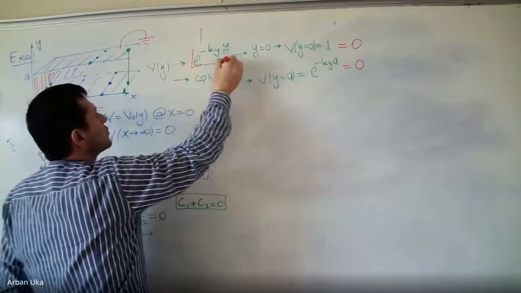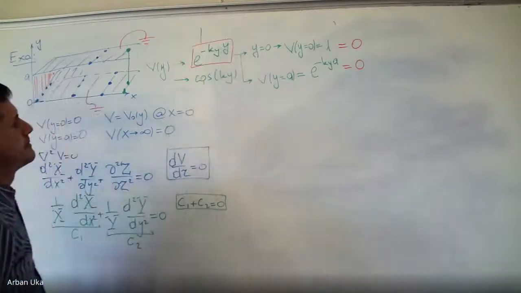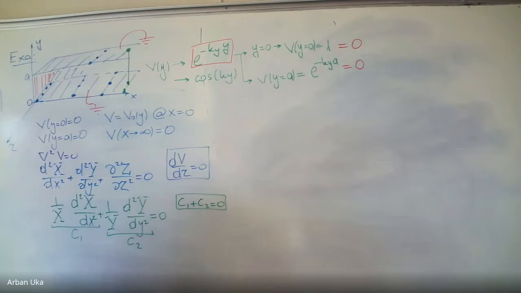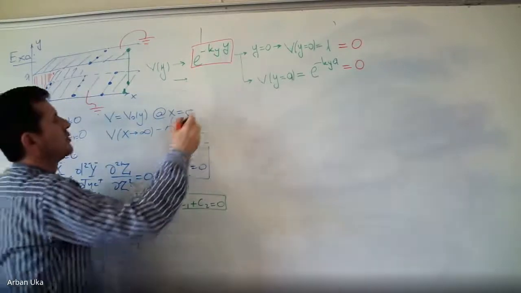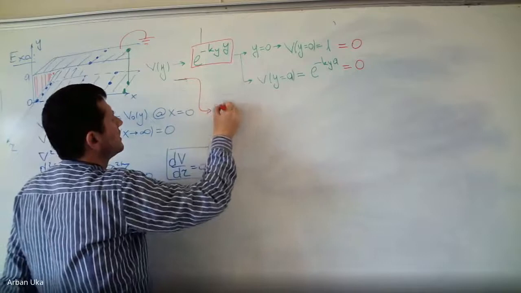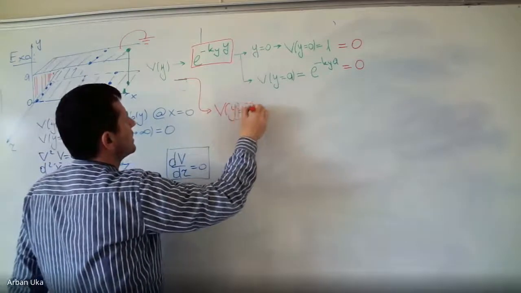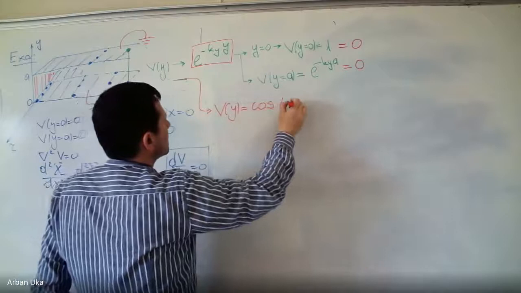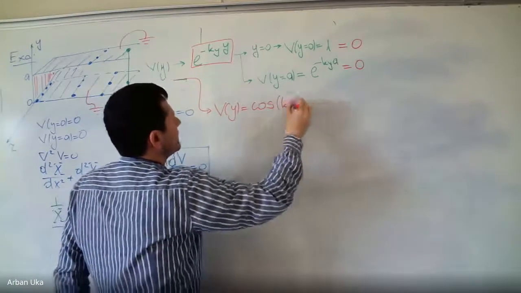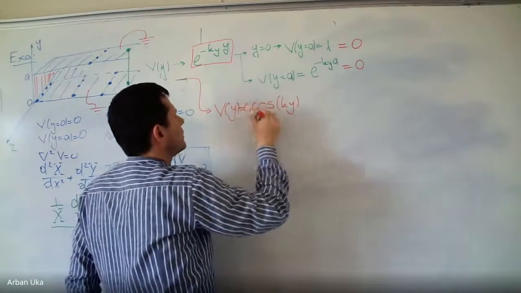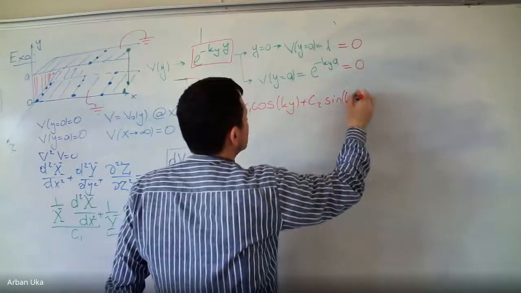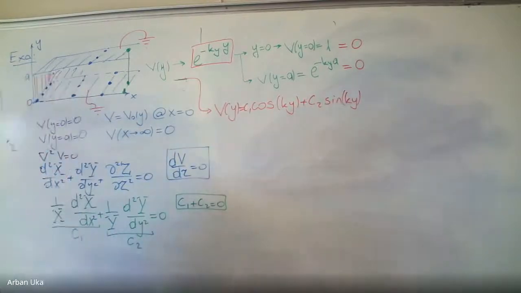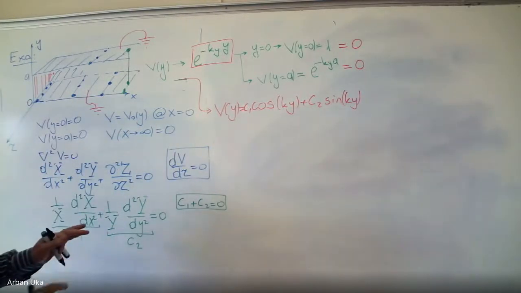So, does this look like a good choice? Brendan? Not anymore. Okay, if it doesn't look like a possible choice, then we are left with the second option, which is that this potential, as a function of y, is going to look like cosine ky. Let's multiply by a constant. This is equal to c1 cosine ky plus c2 sine ky again. Okay, so it looks like this is the potential.